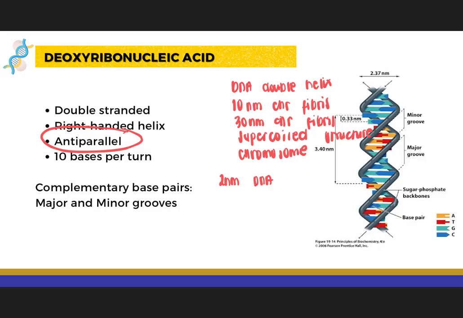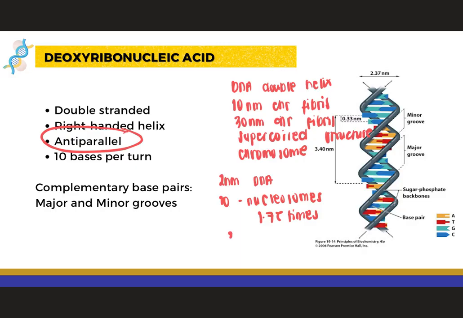Next is your 10 nanometer chromatin fibril. So your 10 nanometer chromatin fibril consists of nucleosomes, which are separated by linker DNA. So your DNA is being wrapped 1.75 times over a histone octamer in a left-handed helix. So this one is responsible for the beads on a string appearance of your DNA on your electron microscopy.